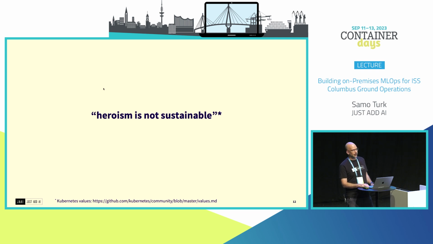Early on, we realized that we'll have to automate things. Heroism is not sustainable. This is actually in Kubernetes values. If possible, you should try to automate as much as possible, especially us. We are a small team, but we have to deploy in different heterogeneous environments. So very early on, we said, okay, let's automate everything. Otherwise, that's not going to be sustainable.